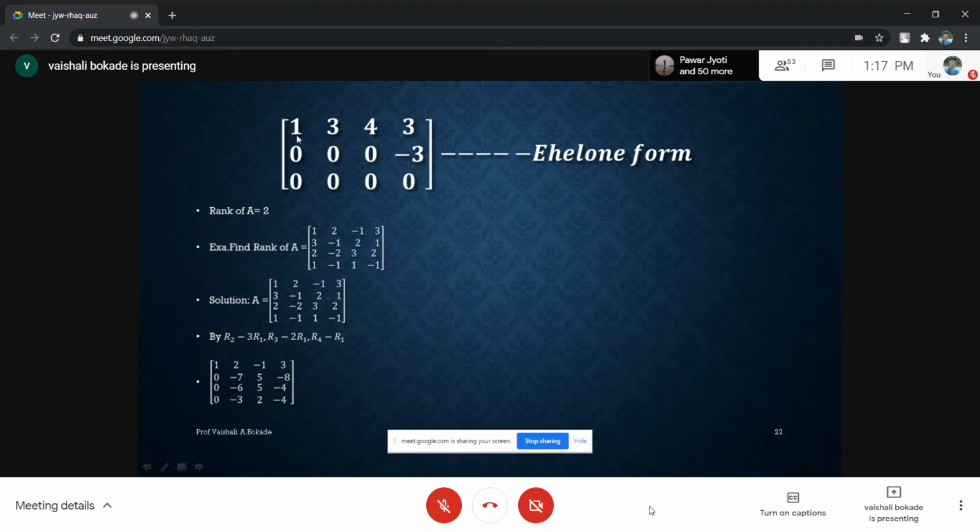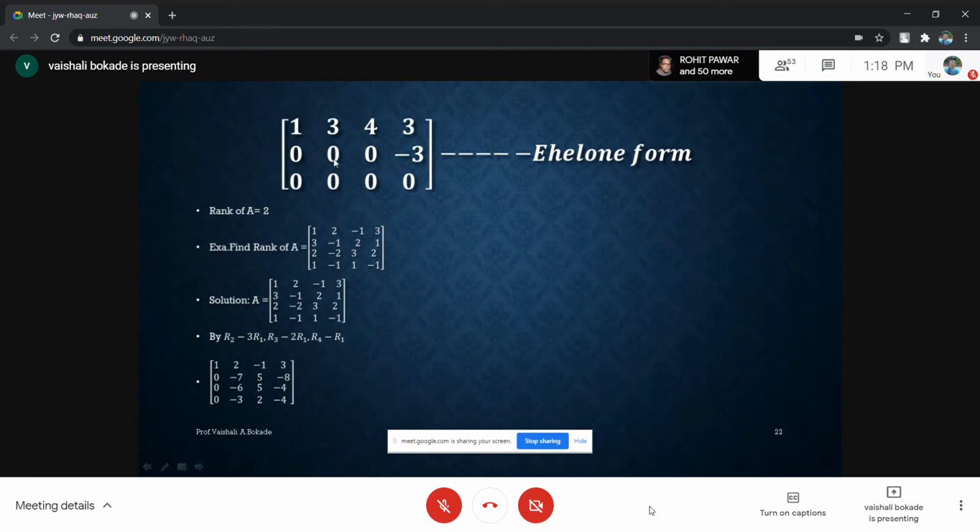For R1, the element at the 1 1 place is 1. The element at the 2 2 place, I require it should be 1, but I'm not having that. And remember, I am going to use only row transformations. So which row transformation can I use?